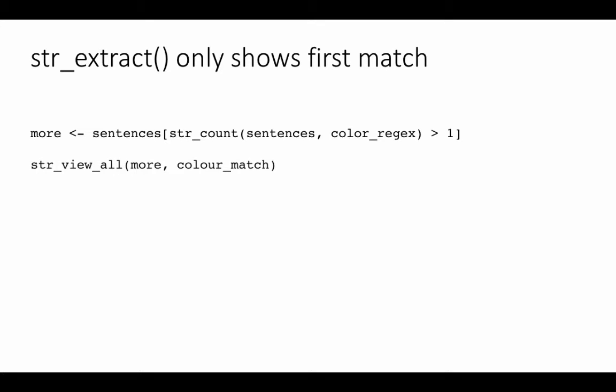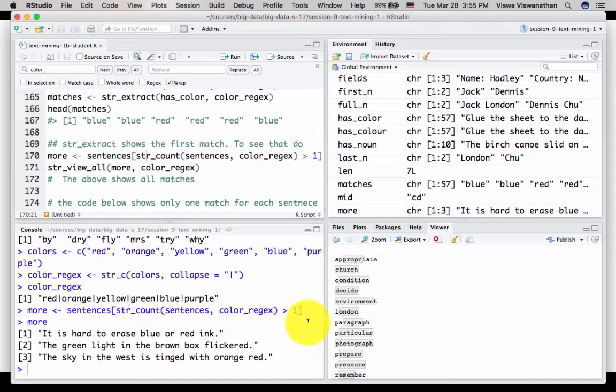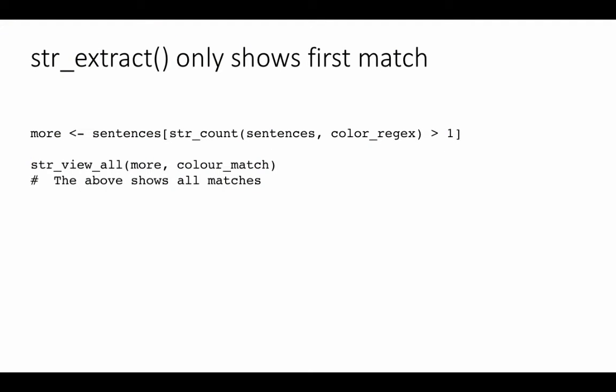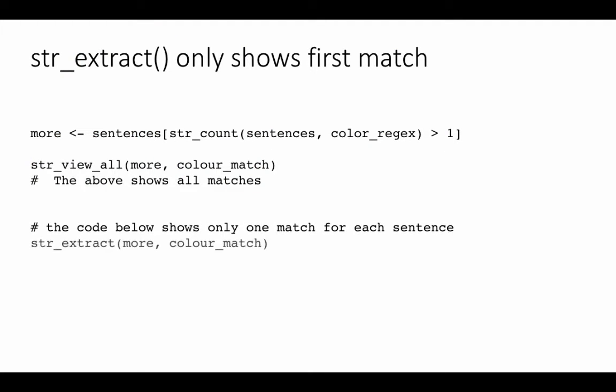In order to further emphasize what's going on, if you do a str_view_all, you see all matches. So that's what I'm going to do here, str_view_all, right? So you can clearly see here, blue, red, green, flickered red. That's a problem because this red is actually not a color. So we'll fix that shortly, and then orange and red. So here we are seeing all the matches, okay?